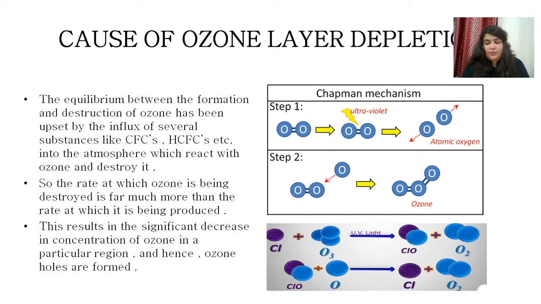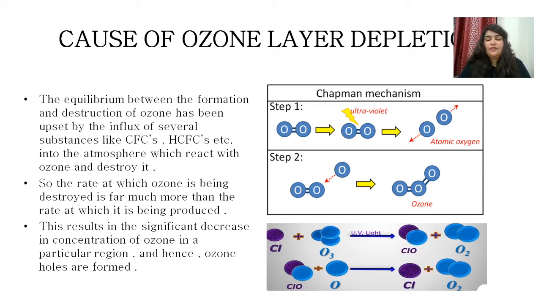Now just read the first point first. It says the equilibrium between the formation and destruction of ozone has been upset by the influx of several substances like chlorofluorocarbons, hydrochlorofluorocarbons, etc. into the atmosphere, which react with ozone and destroy it. Now there is a reaction that basically takes place with the halogens or the chlorides, the fluorides that are present, and उस वजह से क्या होता है, it breaks down the ozone molecule.